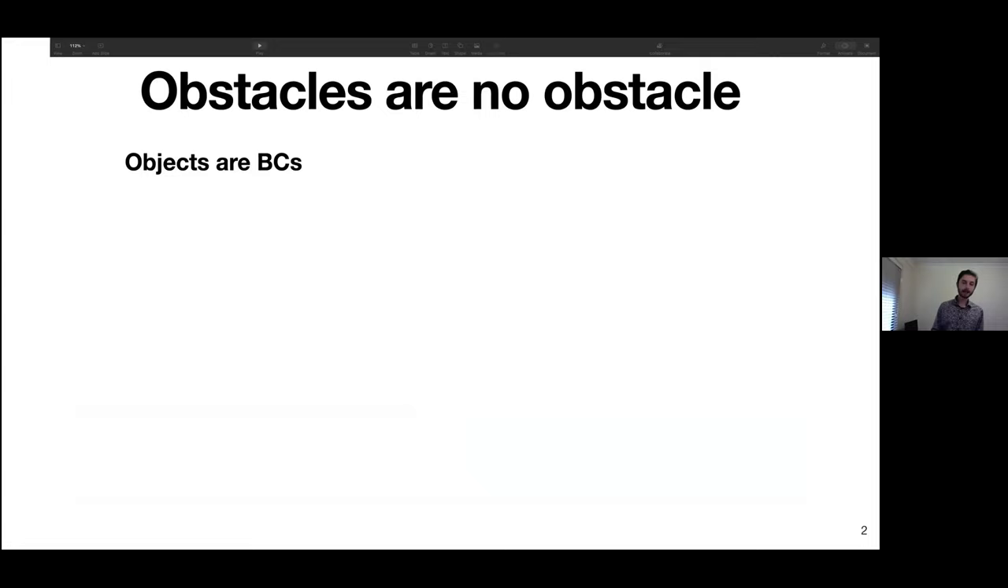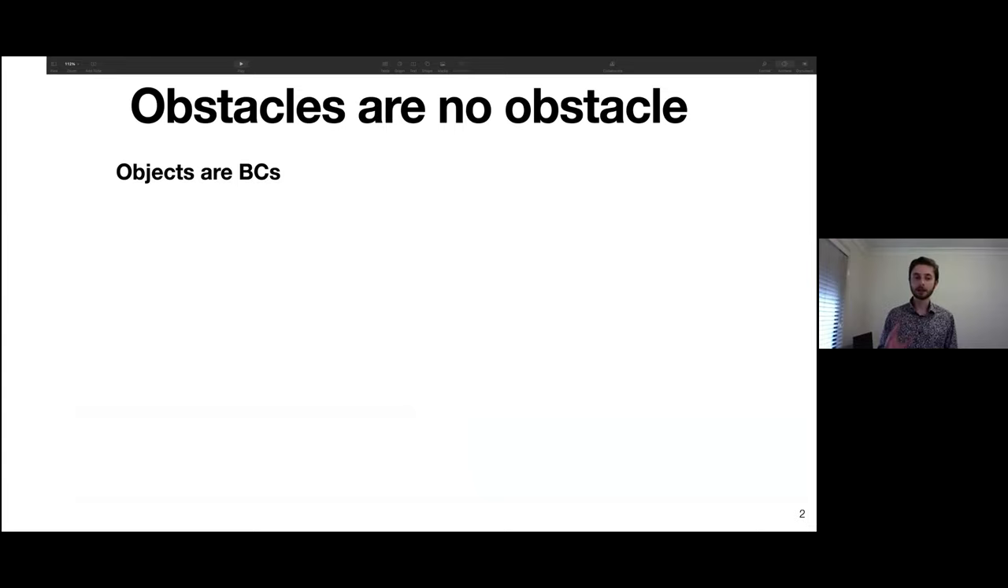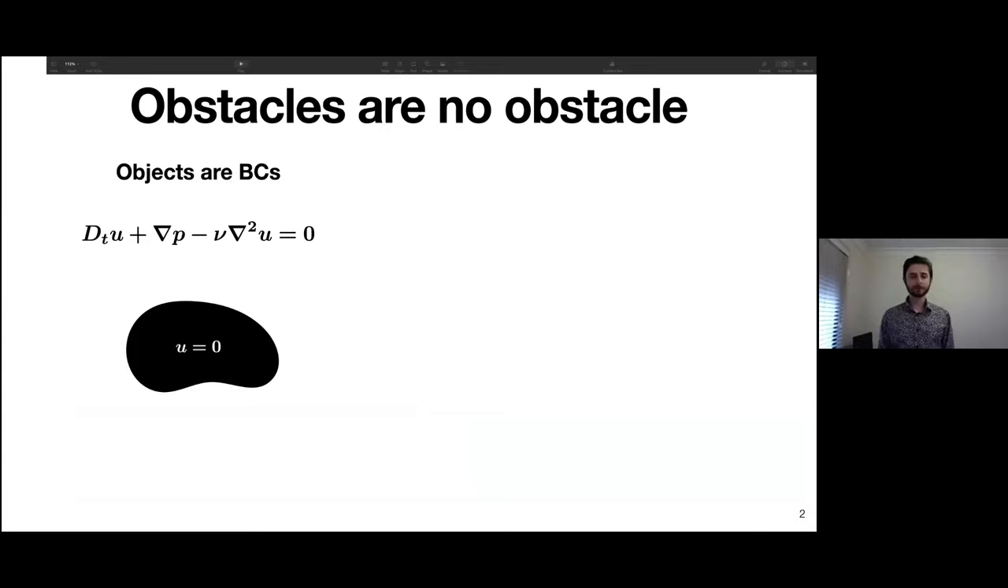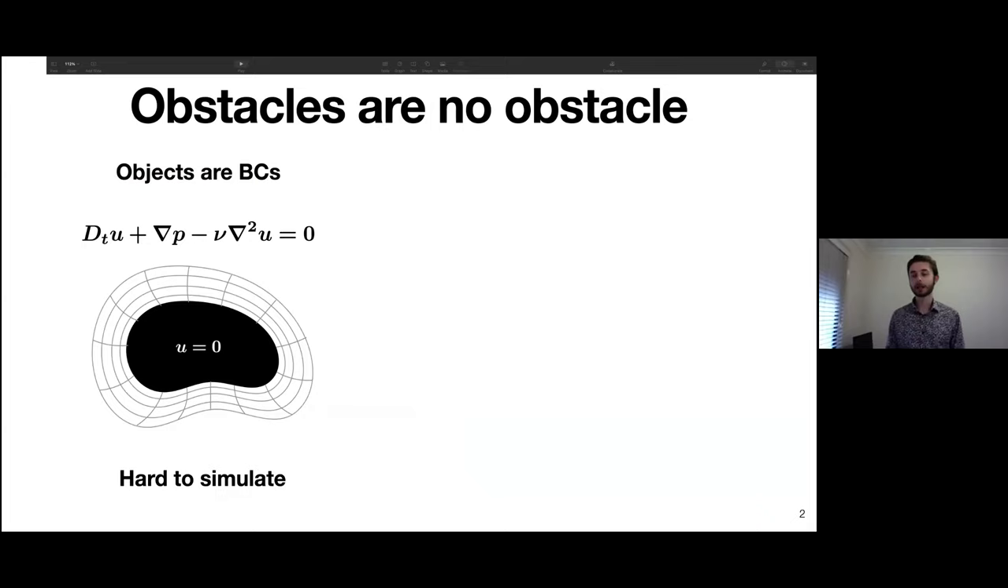What's the key idea behind how we model fluid cell interaction? The standard way you model fluid cell interaction is as boundary conditions. So you take the Navier-Stokes equations, and a normal object is represented by no-slip boundary conditions. It's a bit of a hassle, because when it comes time to actually simulate this, when you need to discretize, you need to create a grid that aligns with these boundaries and moves around. It's as complicated as the boundaries are, and that is difficult to do.